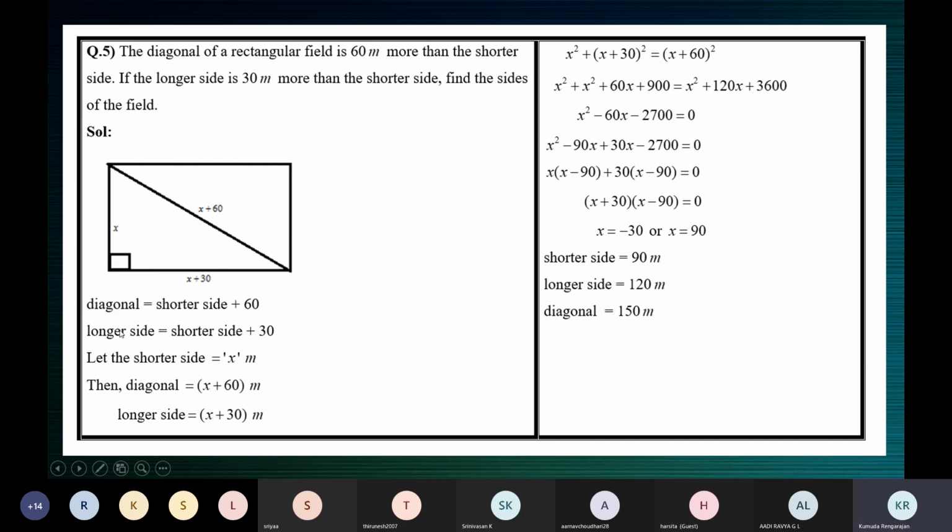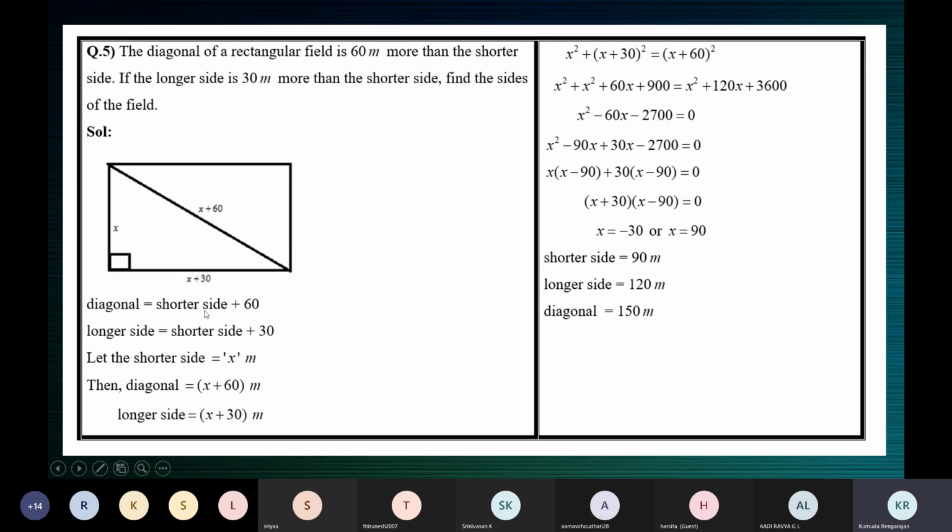So what will be the longer side? I said, if you assume the diagonal is x, you must find the shorter side and the longer side in terms of x. So now we found the shorter side. If this is x, then x minus 60 is the shorter side. Okay. Now what about the longer side? What is the shorter side? x minus 60. Put that here.